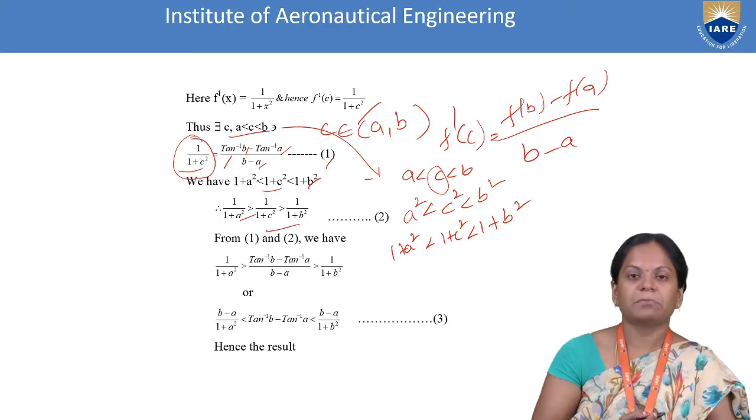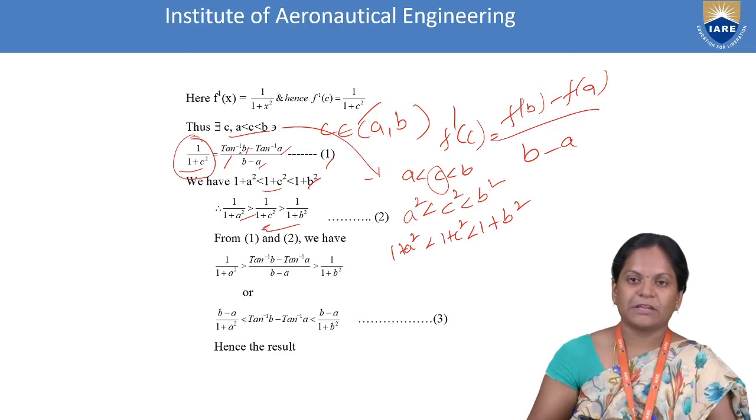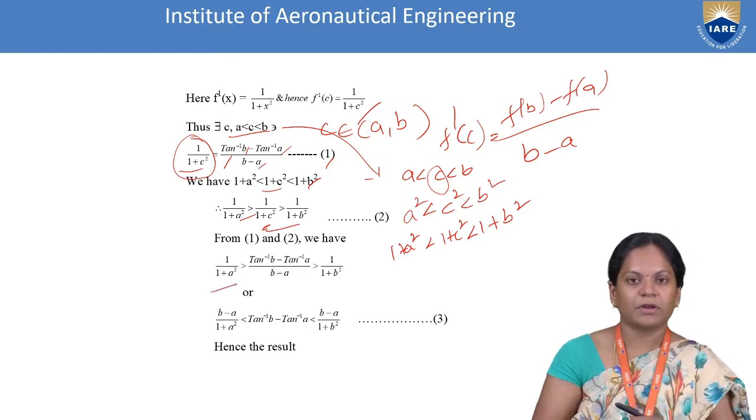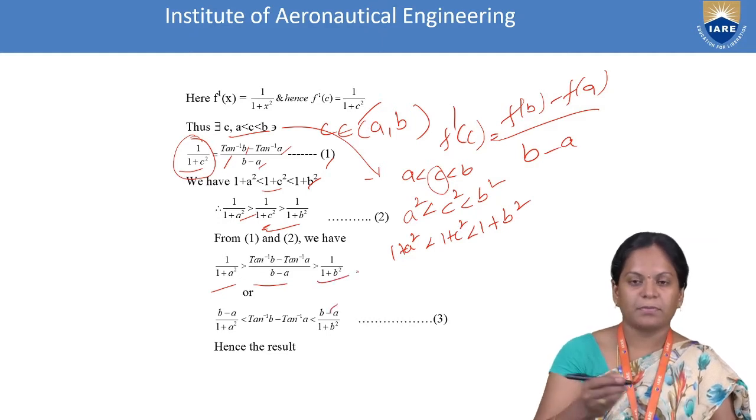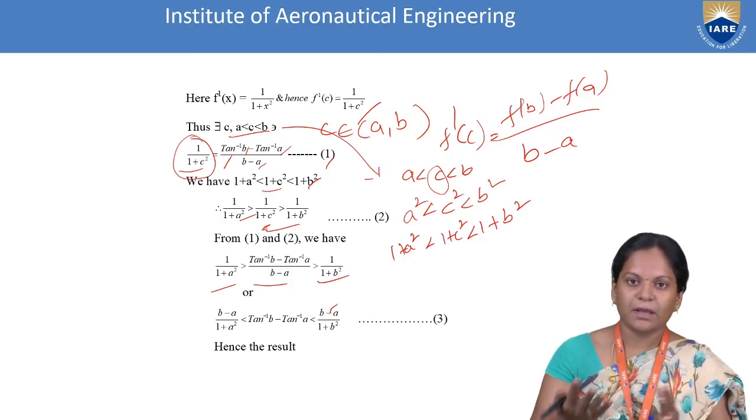Now substitute the 1/(1 + c²) value. What is the 1/(1 + c²) value? (tan⁻¹(b) - tan⁻¹(a))/(b - a). So in place of 1/(1 + c²), take this value. From equations 1 and 2, we have the left hand side as it is, 1/(1 + a²), and in between we consider (tan⁻¹(b) - tan⁻¹(a))/(b - a) greater than 1/(1 + b²), or reading from the other side, greater than becomes less than.